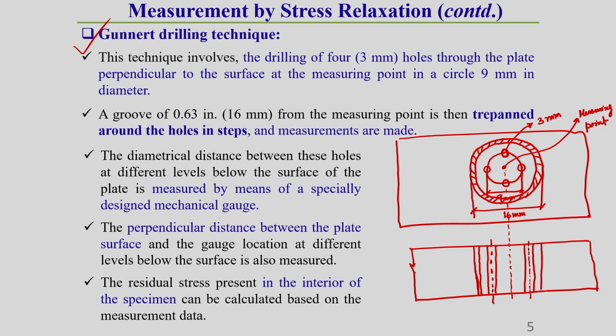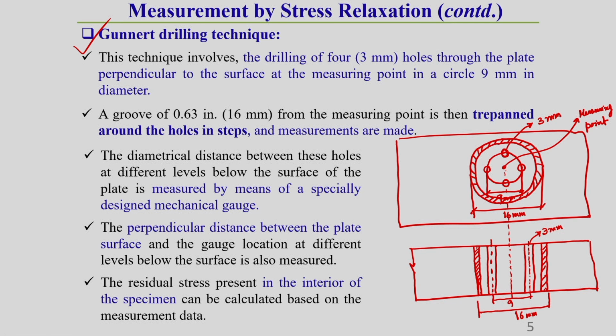After that, this is generally the trepan section. So, this is the trepan section. We know the center to center distance is 9 mm, and the external diameter of this trepan is 16 mm, and the holes of these 4 different drill holes are 3 millimeter diameter, and this center line, or you can say this center, is called the measuring point. This you should keep in mind.